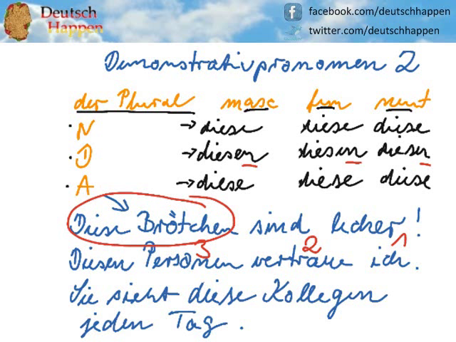Okay, and off to the last one, the accusative object in a sentence. What's missing is, you can guess it, masculine plural. And my sentence is, sie sieht diese Kollegen jeden Tag. So you have your accusative object in the right position. Sie sieht diese Kollegen jeden Tag. So she sees who every day? Diese Kollegen, these colleagues. Masculine plural. All right, that's it for the demonstrative pronouns in the plural. Again, if you want to see them in the singular, check back for the previous video.